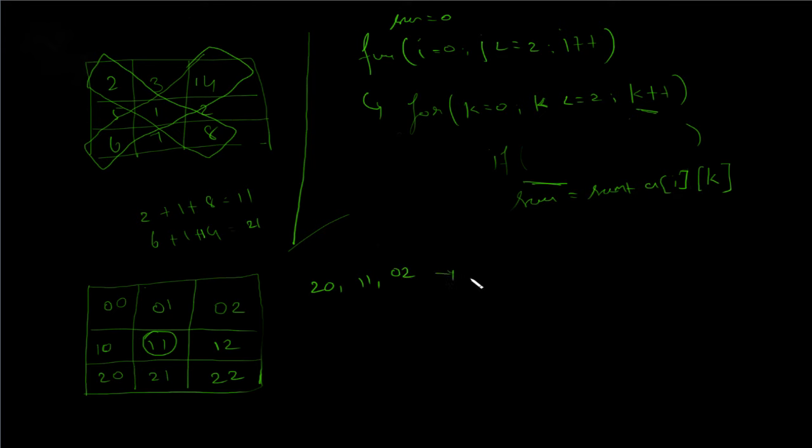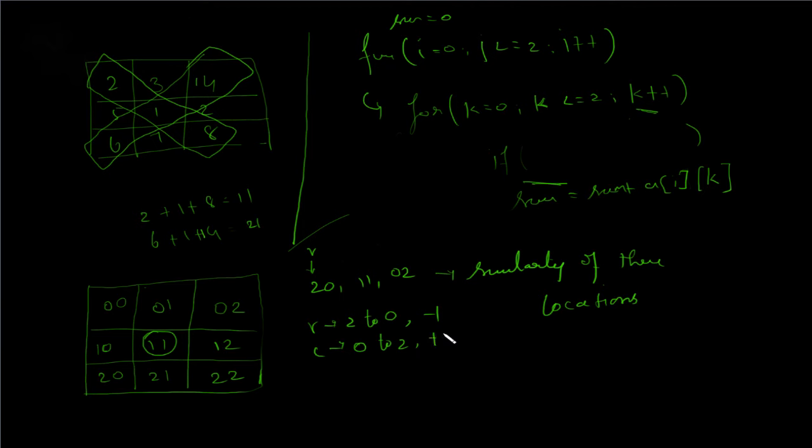The first step I have to do is find the similarity among these locations. So what is the similarity among these locations? If you check the value of row, it is starting from 2 and going towards 0. At each step it is decremented by 1, whereas the column is starting from 0 and is incremented to 2, and at each step it is incremented by plus 1. So this I have to give in the loop.